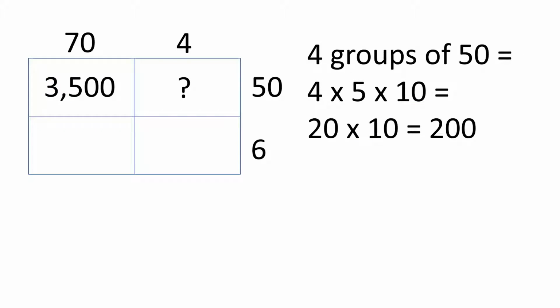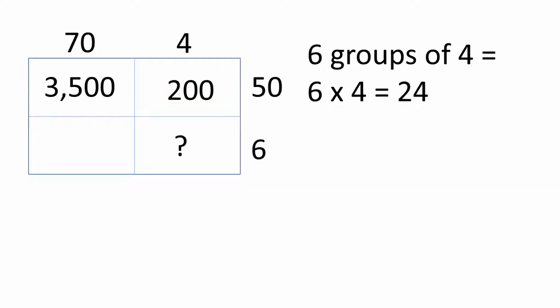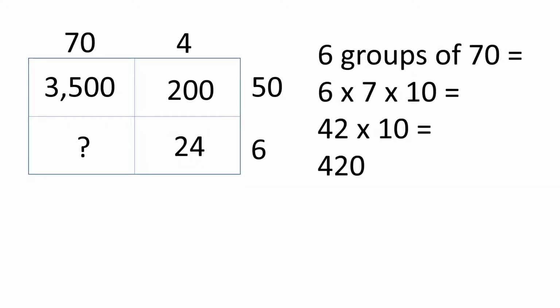The next one is 4 times 50, or 4 groups of 50. So 5 times 10 is 50. 4 times 5 is 20. 20 times 10 is 200. And we put the 200 right there. Next one is just a simple ones place fact. 6 groups of 4. 6 times 4 is 24, and we place the 24.